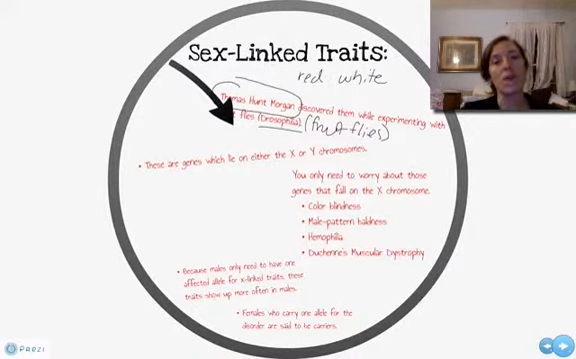He realized that when crossing them, he saw something interesting in the males. When he crossed a red and a white female with a male, he got half and half red eyes and white eyes in the males only, not the females. So he is the one that figured out that there are some genes that lie on the X chromosome that have more to do with autosomal traits than sex-linked traits or gender, because he was seeing eye color being on the X chromosome.